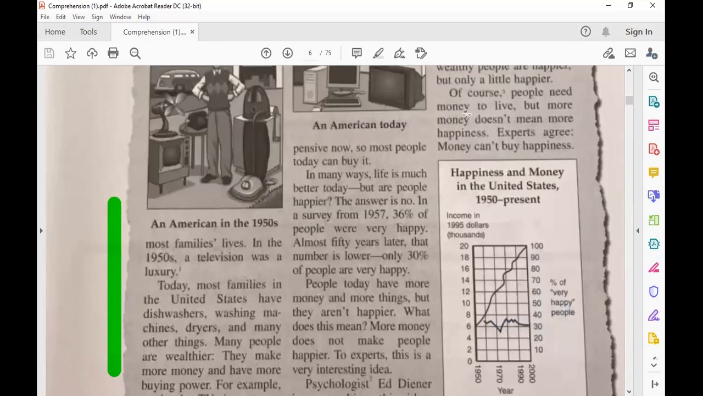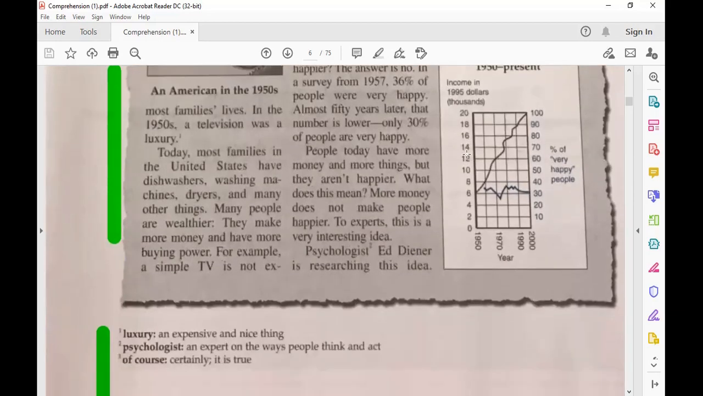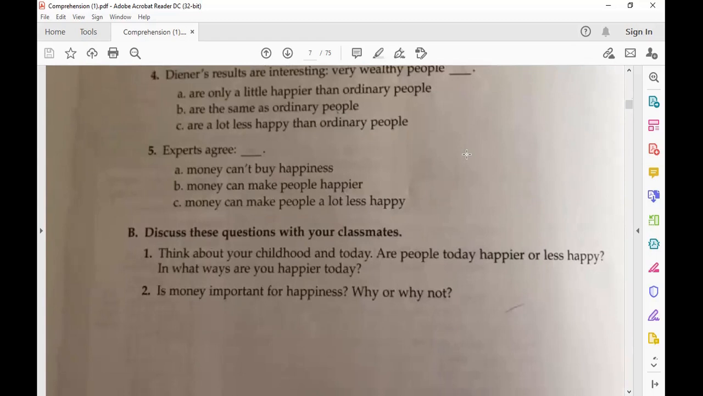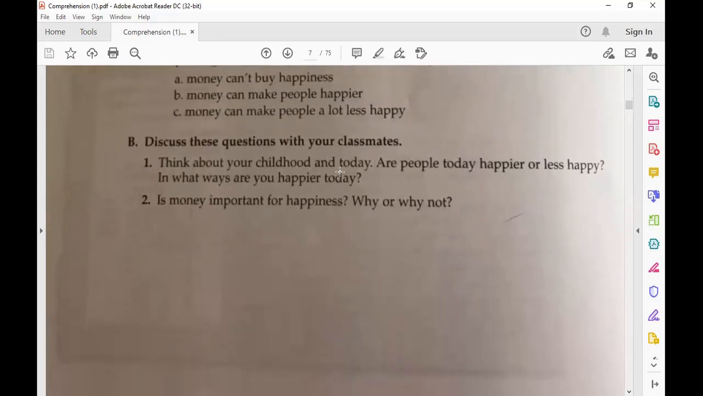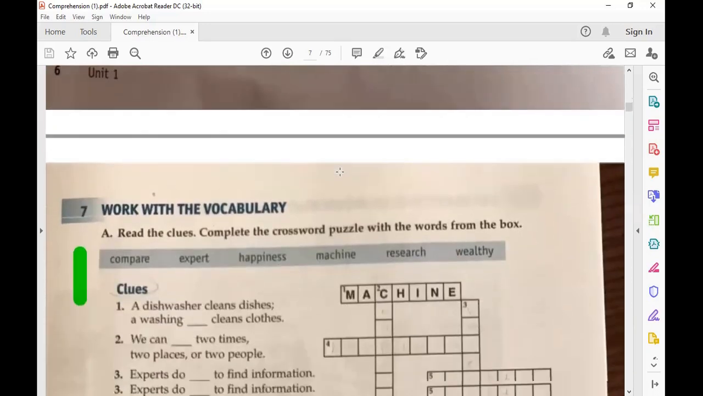So here the keyword of expert. Money can't buy happiness. Money cannot buy happiness. Okay. So which one? A. Money cannot buy happiness. Very good. So here, discussion, we might skip it. Very good. You're doing well. MashaAllah. Let's move on.